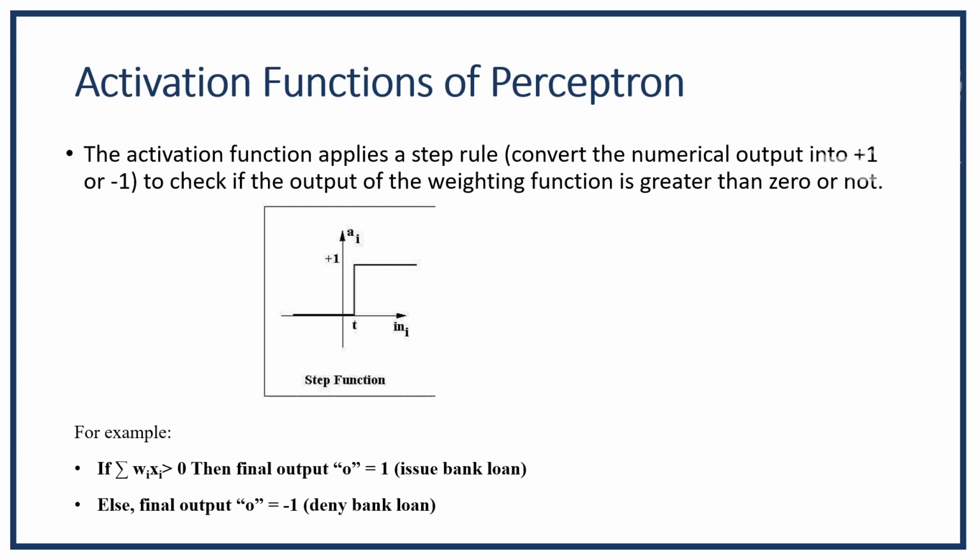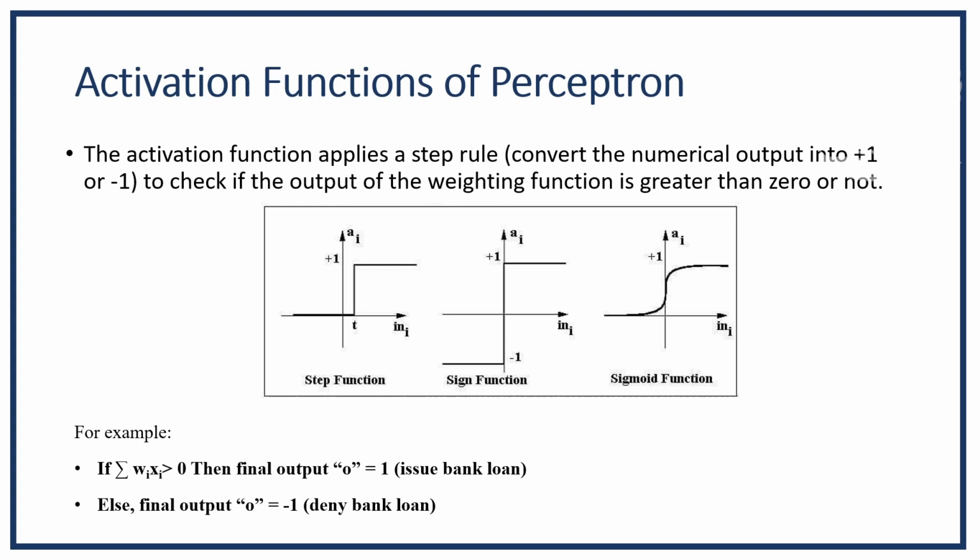Step function gets triggered above a certain value of the neuron output, else it outputs 0. Sign function outputs plus 1 or minus 1 depending on whether neuron output is greater than 0 or not. Sigmoid is the S-curve and outputs a value between 0 and 1. Perceptron with the Boolean output.